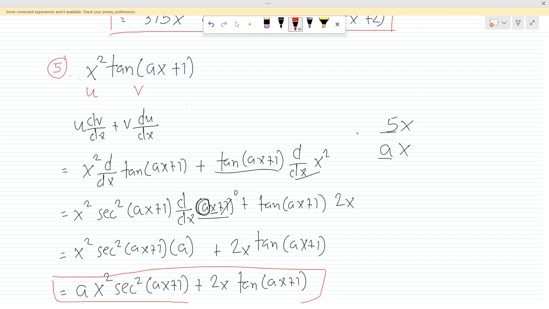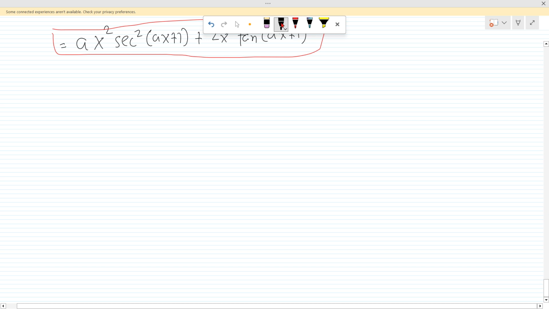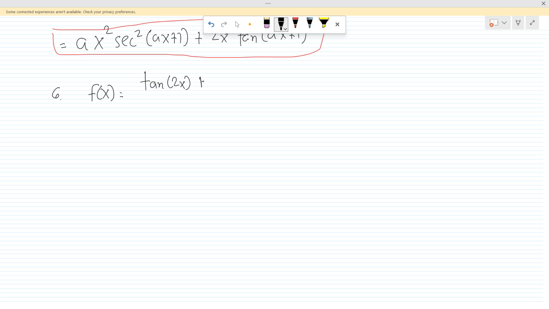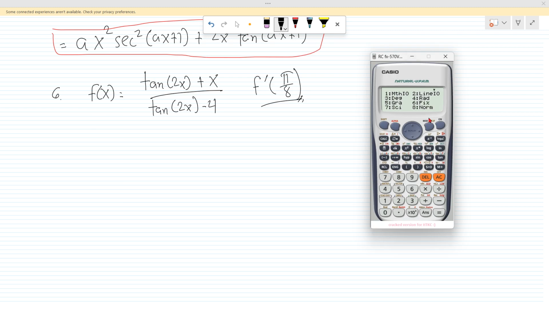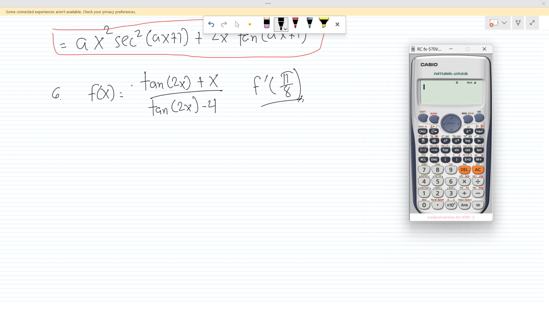Okay, so let's go down with our last problem for our tangent. Problem number 6. f of x is equal to the tangent of 2x plus x, over tangent of 2x minus 4. I want you to find f prime of pi over 8. Therefore, if you have a value of pi here, your calculator must be in what? In radian mode. By the way, before you proceed, you must take the derivative of our function.